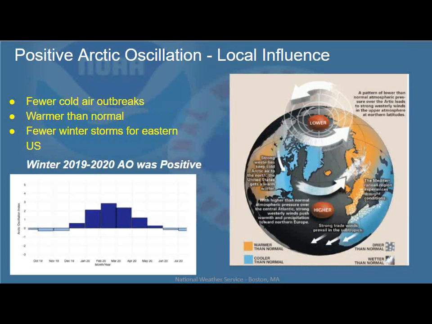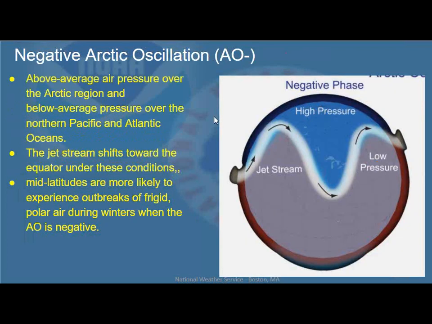And again, in the positive AO phase, locally there are fewer cold air outbreaks, and because the storm tracks are further north, it means fewer winter storms for us. In a negative AO phase, there's above average air pressure over the Arctic region and below average pressure over the northern Pacific and Atlantic Ocean. Because of this, the jet stream would shift further south towards the equator.